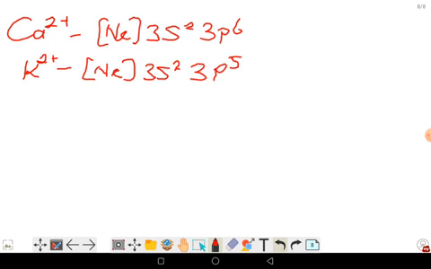From what is happening here, we can see that atomic radius is not going to be a factor because the two ions have the same energy level. So for that reason, atomic radius is not going to determine which one has a higher IE than the other. So we rule out atomic radius.